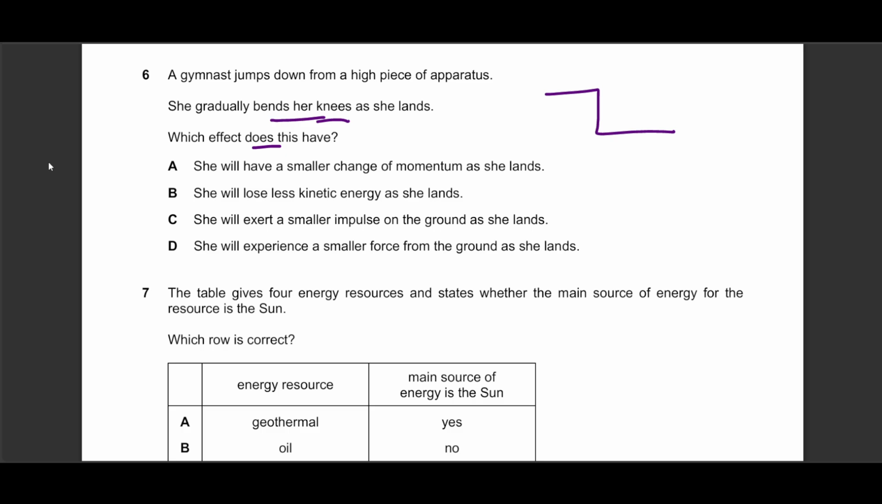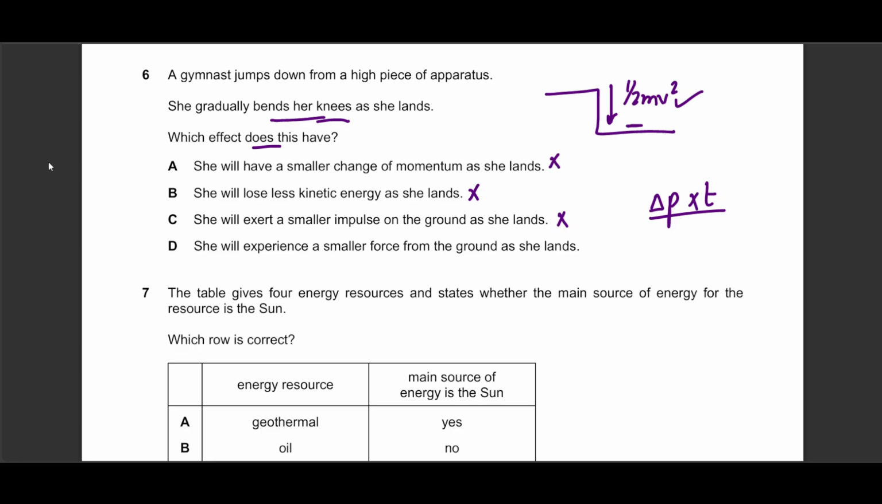So the kinetic energy point is not fair, because if I calculate half mv squared, the amount of energy she possesses will exactly be the same, and having knees bent does not change the fact that she had this much energy. She will exert a small impulse on the ground as she lands. This is also a bit incorrect, because as she lands, the change in momentum multiplied by the time of contact between her shoes and the ground also does not change. So not entirely accurate. She will have a small change of momentum as she lands.